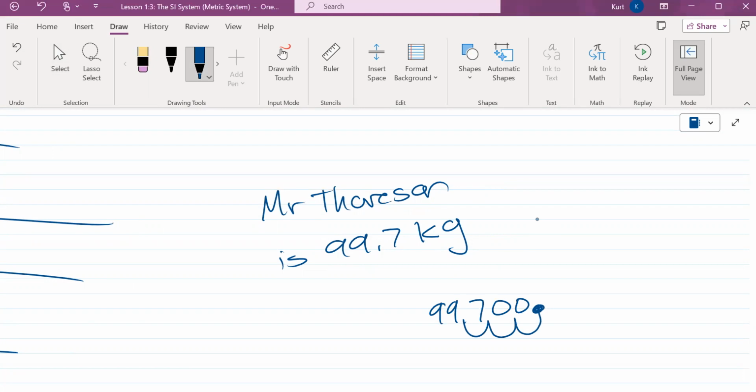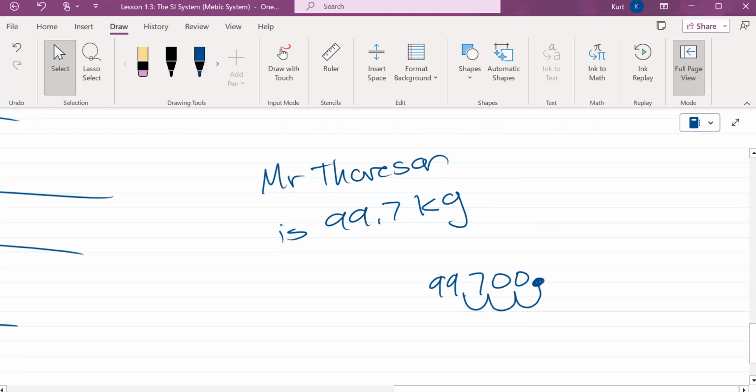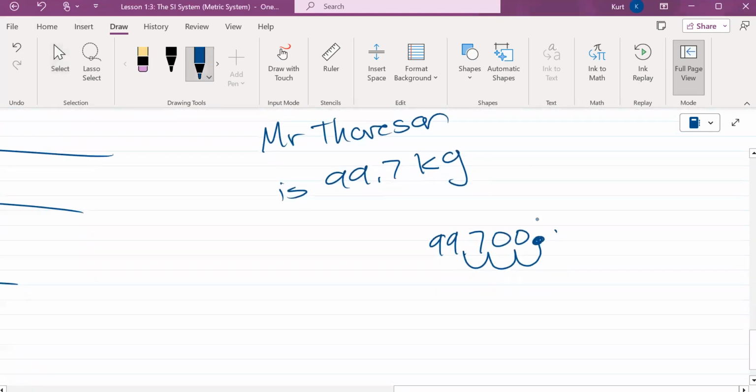Now, what do you suppose is easier to measure, 99,700 grams or 99.7 kilograms? What is easier to measure and count? Exactly. That's why we do this. What would be easier to count, pennies or dollars? Dollars or $20 bills? Yeah, it's all about making life easier for you.